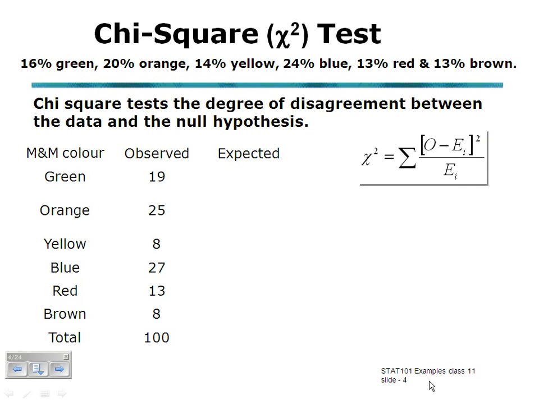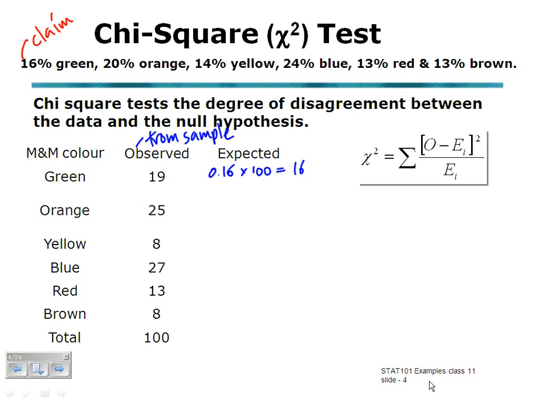We've taken those observed values from our sample and put them into a column table, looking at the colours. Our observed values came from our sample. To get the expected values, we need to find the proportions of the total made by the claim. We've got a total of 100 in our sample, so the expected values come from taking 16% of 100. For the green ones, 0.16 multiplied by 100 gives us 16 green expected.